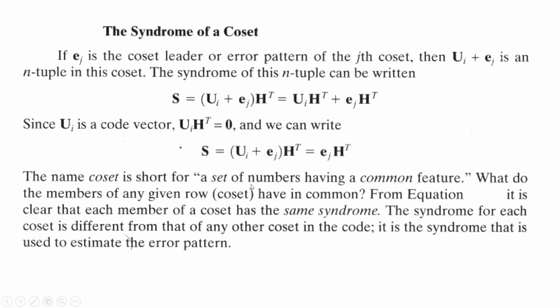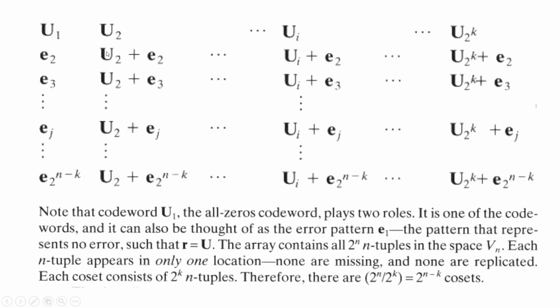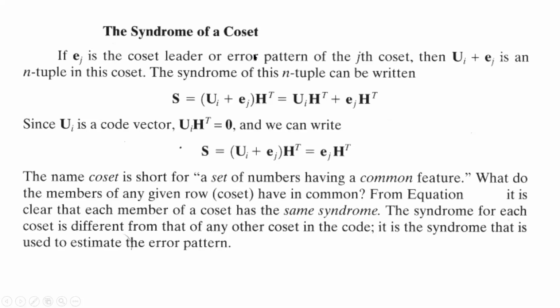The name coset actually has the same meaning I have already explained. Coset means a set of numbers having a common feature. What is the common feature in a coset? The common feature is this error pattern. This error pattern is common throughout this row. That is why it is called a coset, a set of numbers having a common feature. What do the members of any row have in common? It is clear that each member of a coset has the same syndrome, right? The syndrome for each coset is different from that of any other. So it is the syndrome that is used to estimate the error pattern.